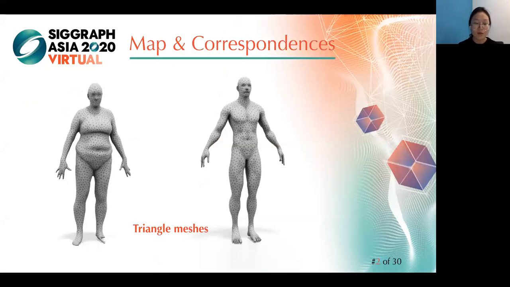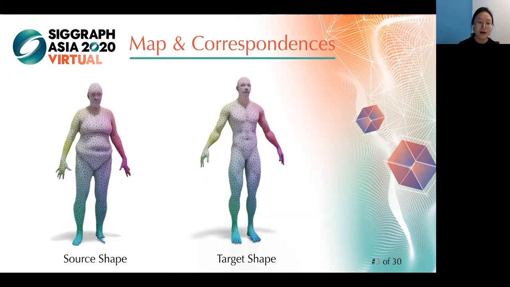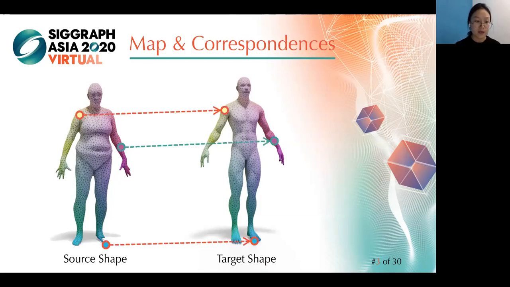Shape matching is an important problem in computer graphics, and it has a lot of applications, such as shape analysis, segmentation transfer, and so on. The shapes we're dealing with are discrete triangle meshes, such as the two humans shown here. Our goal is to find a pointwise map between the two triangle meshes, which means for each vertex on the source shape, we would like to find a semantically corresponding vertex on the target shape. The colors shown here just visualize the correspondences between the two shapes.